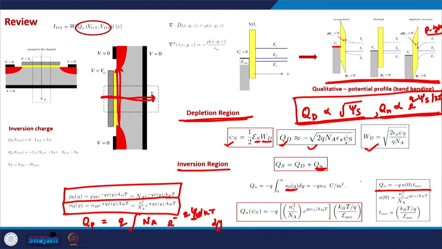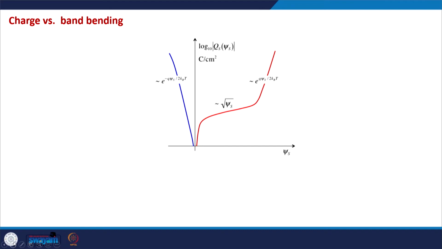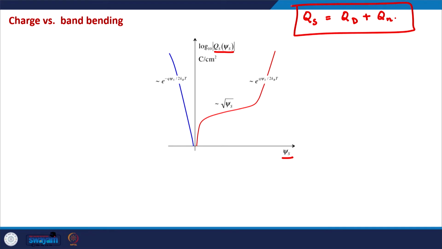So just to summarize these various regimes, what we can do is plot a relationship between the semiconductor charge and the surface potential. The semiconductor charge Qs, if you recall, is the summation of depletion charge plus inversion charge, and in order to properly understand this, we plot the log 10 of Qs.